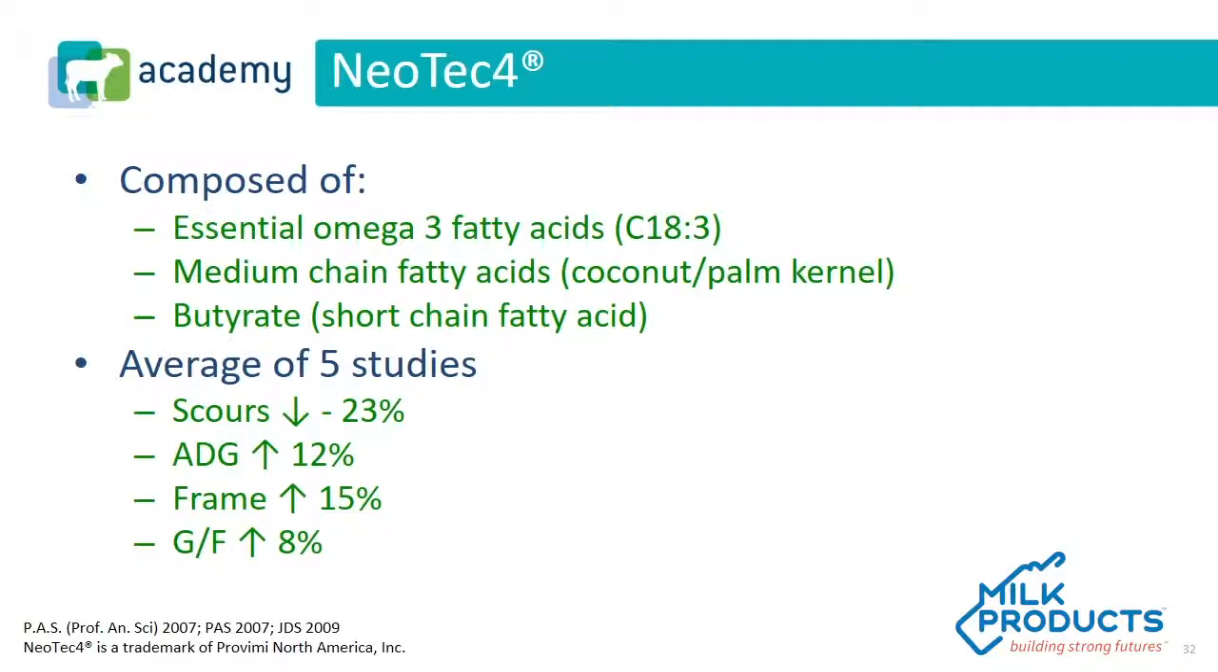An average of 5 studies demonstrated when Neotec 4 is added to calf milk replacer, there's a reduction in scours, increased average daily gain, increase in frame size, and increase in feed efficiency. This is because butyrate has a direct effect on good bacteria in the gut, good bacteria establishment in the gut, as discussed earlier in the presentation.